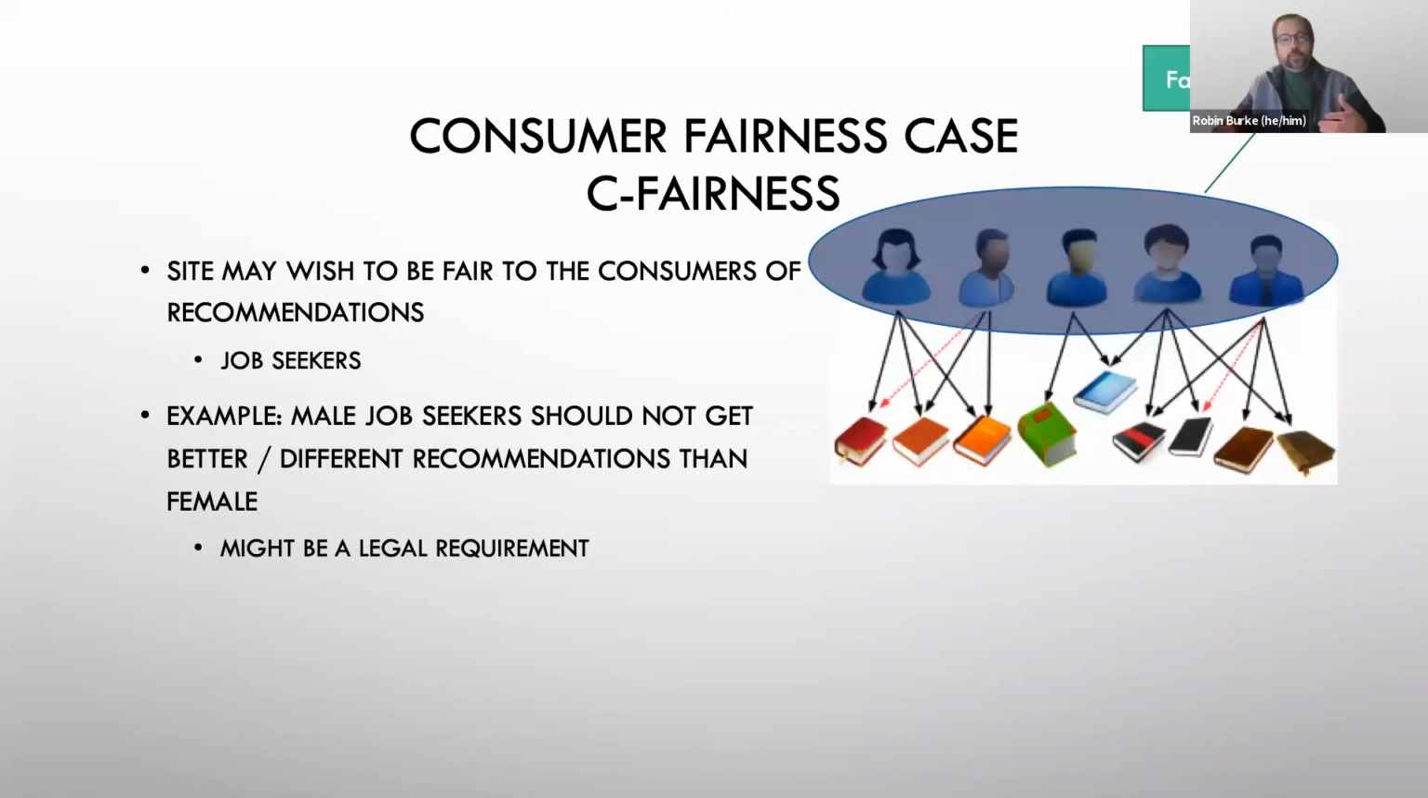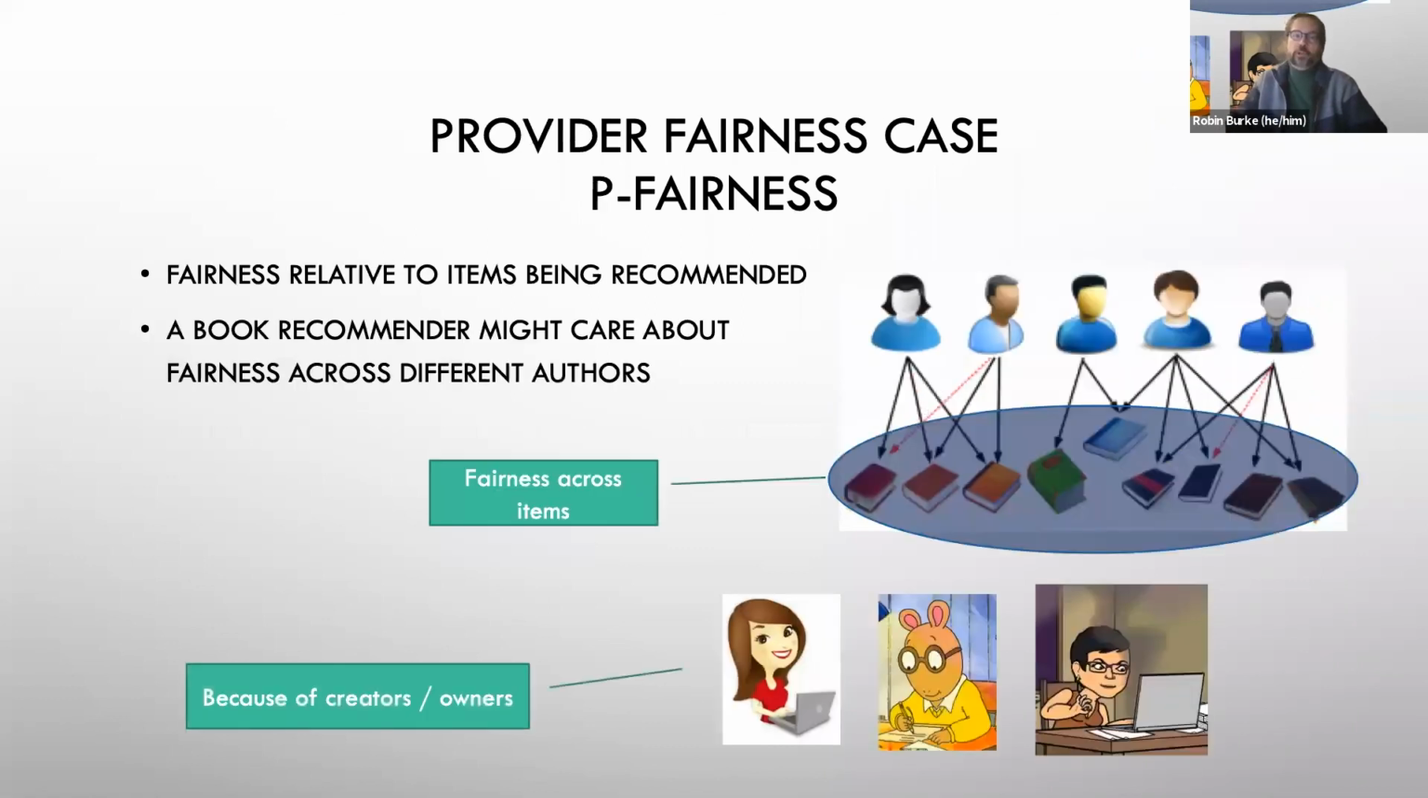So we think about this in a couple of different ways. We can identify consumer fairness, so C fairness, where what matters is, are we fair to the individuals who are getting the recommendations? Job seekers, for example, male job seekers should not get better recommendations than female. And as we saw in the Facebook case, there may actually be a legal requirement to do that. But there might also be provider fairness, where we care about fairness relative to the items being recommended. And the reason why we care about that is because there are individuals standing behind those items. In the case of books, authors, for example, we might want to make sure that male and female authors are treated equitably in terms of how their books are recommended, and that can eventually lead to sales or reputational benefits that we don't want them to be unequally shared across individuals.